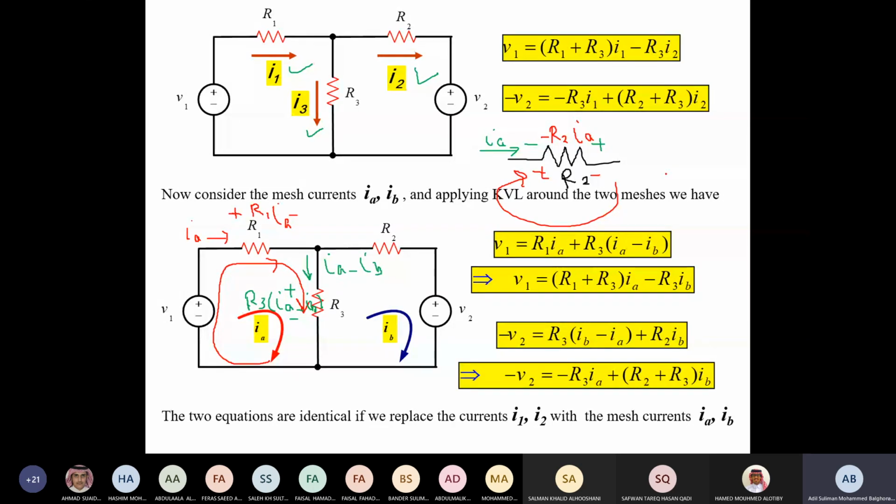Now you want to write KVL. So what do you do? Let me remove this. Everything here. We'll put this.